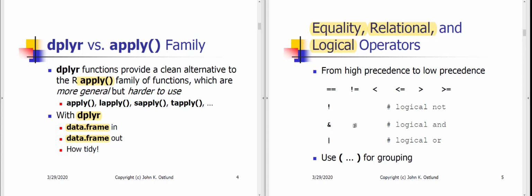Now, there is also a double ampersand and a double vertical bar, but those are used for only testing initial values of vectors, not complete vectors. So we don't care about those for what we're trying to do here. And of course, you can use parentheses for changing the precedence hierarchy of a particular expression if you need to.